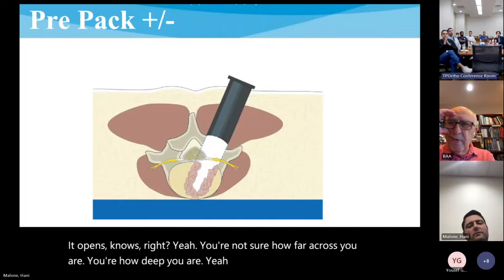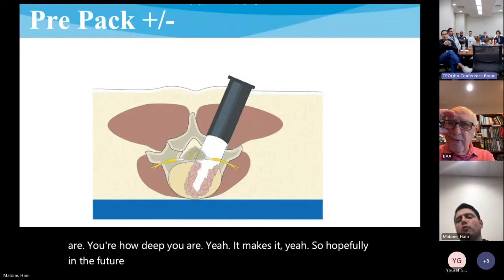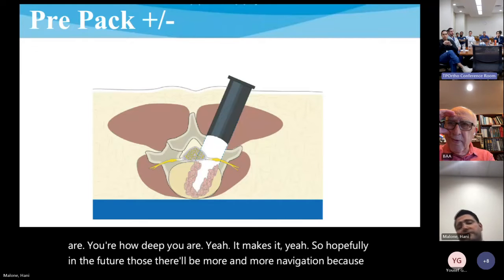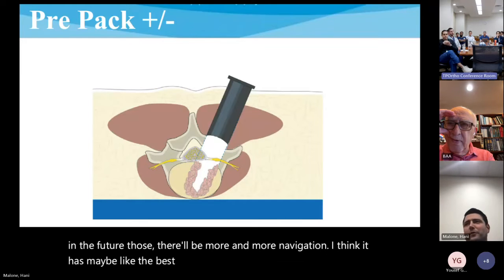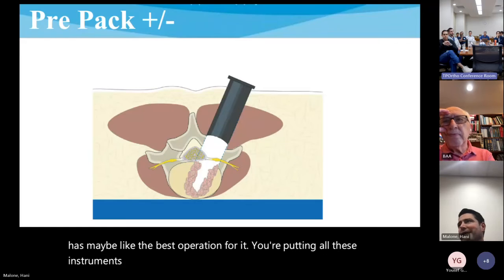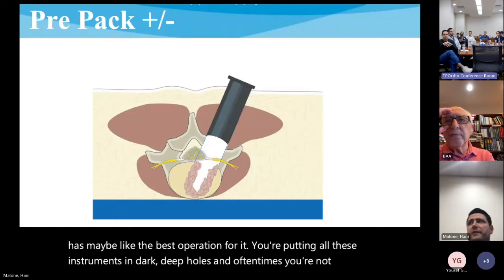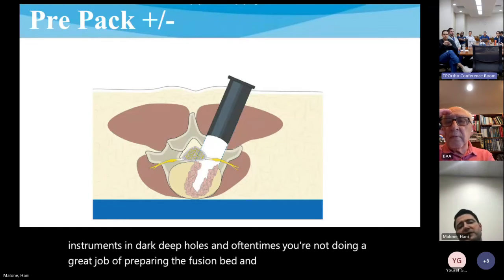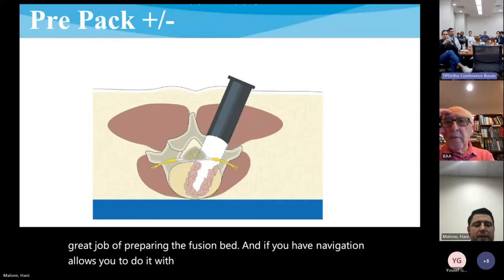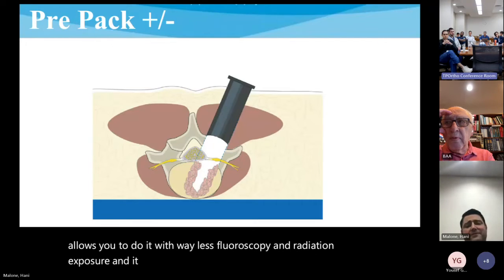Hopefully in the future there'll be more and more navigation, because I think TLIF is maybe the best operation for it. You're putting all these instruments in dark, deep holes, and oftentimes you're not doing a great job of preparing the fusion bed. If you have navigation, it allows you to do it with way less fluoroscopy and radiation exposure, and I think a lot better accuracy as well.